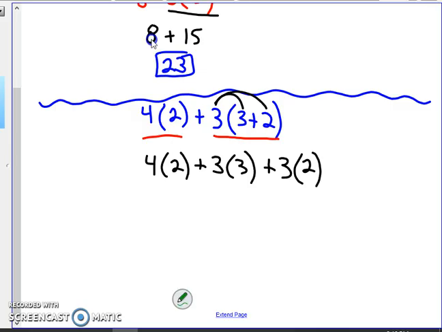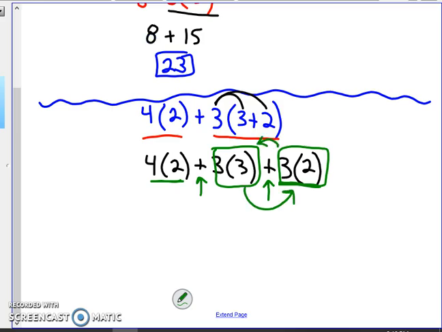Now, when we've talked about combining like terms previously, like terms, hey, 4 groups of 2 and 3 groups of 2. This is all addition. You'll notice there's addition here and addition here. And we know the commutative property of addition says it's okay to switch things around. So I'm going to take this term, the 3 groups of 2, and this term, the 3 groups of 3, and switch them because the commutative property of addition says I can do that. Now it says I have 4 groups of 2 plus 3 groups of 2 plus 3 groups of 3.